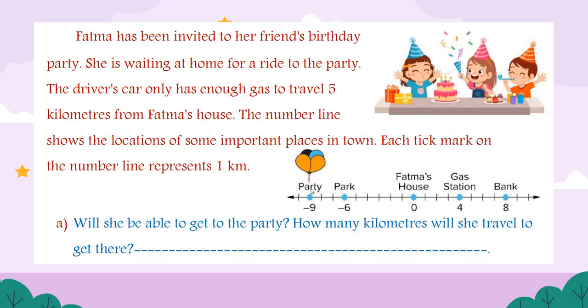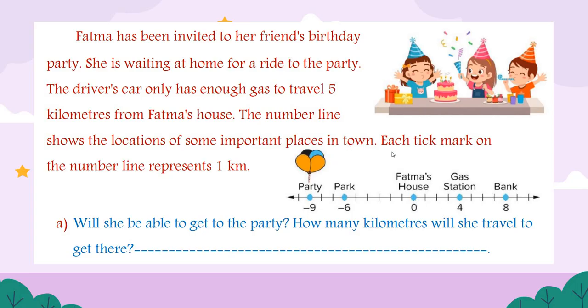She wants to go where? She wants to go to the party, which is on the -9. And the driver has just what? Enough gas to travel 5 kilometers. So they can go to the party? Of course not. They don't have enough gas. But we have here what? We have here the gas station. It's away from Fatima's house by how many kilometers?